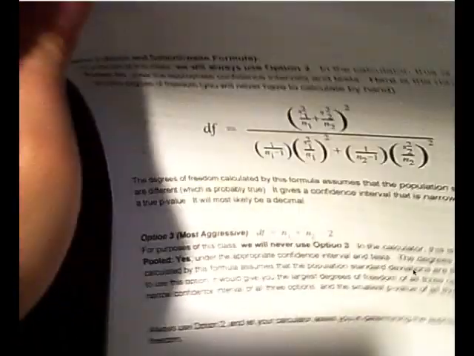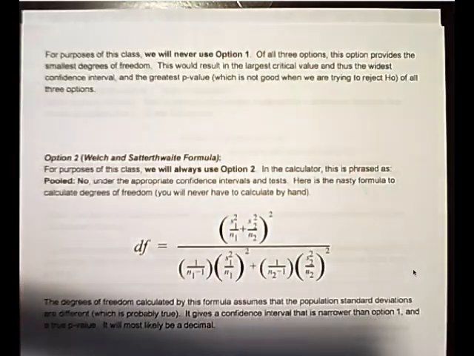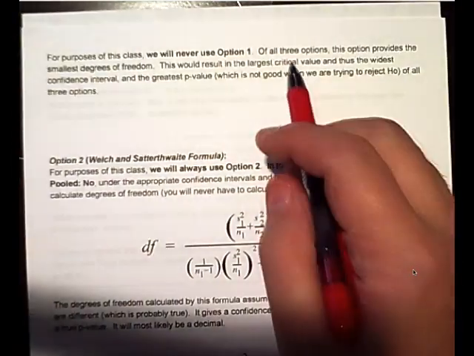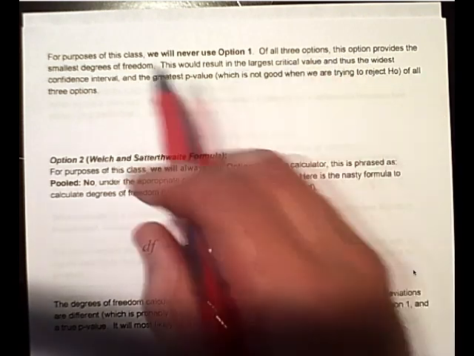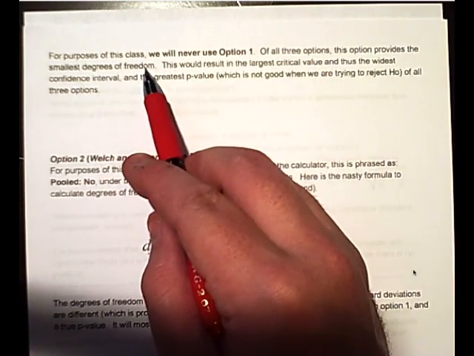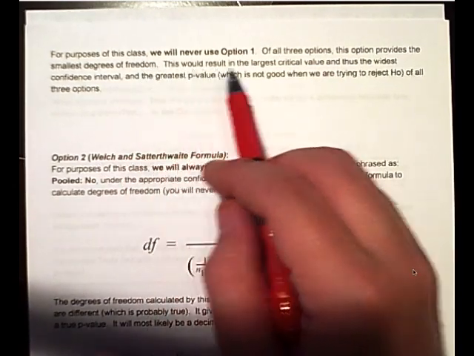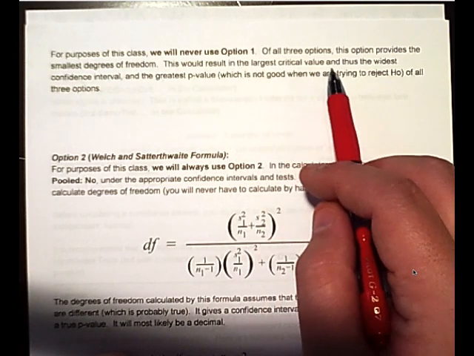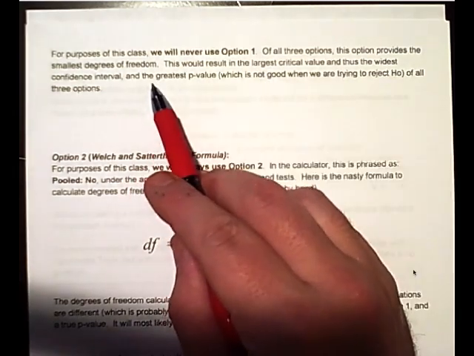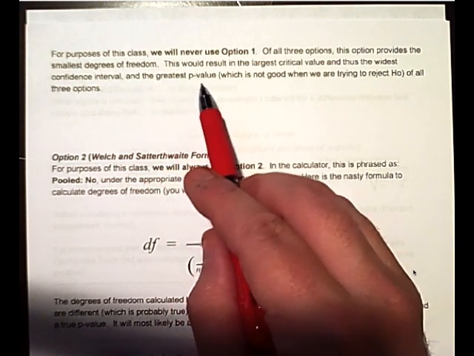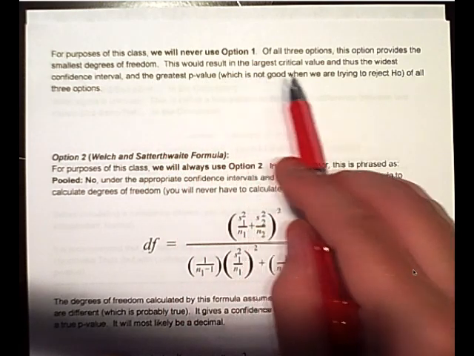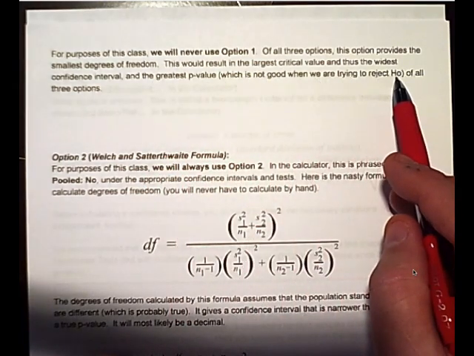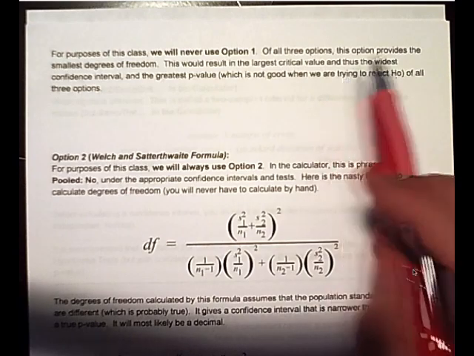Now, we're not going to tell you to use option 1. It says of all three options, this option provides the smallest degrees of freedom, just like we illustrated. This would result in the largest critical value, the widest confidence interval, and the greatest p-value, which is not good when we are trying to reject H0, of all three options.